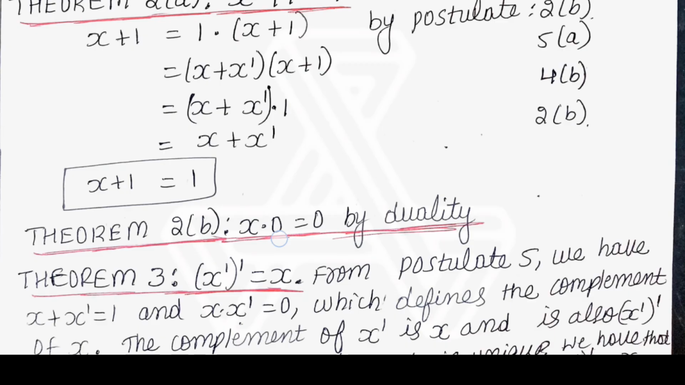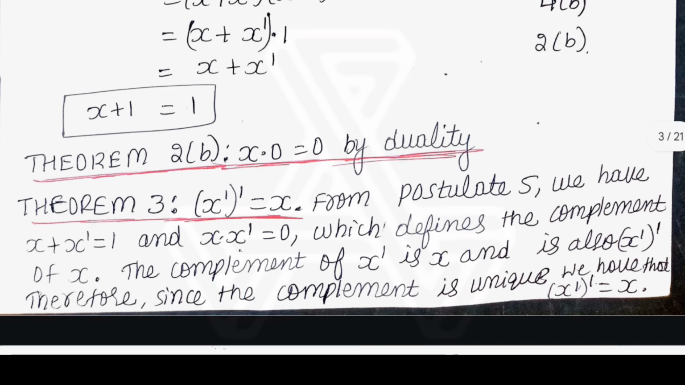Then x dot 0 is equal to 0 by duality. Then from the postulates we have x plus x dash is equal to 1, and x into x dash is equal to 0. We define the complement of x. In this, the complement of x dash is x, and it is also x complement whole complement. Therefore, since the complement is unique, we have that x complement whole complement is equal to x.